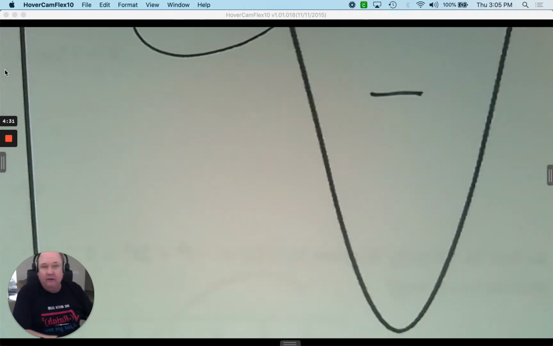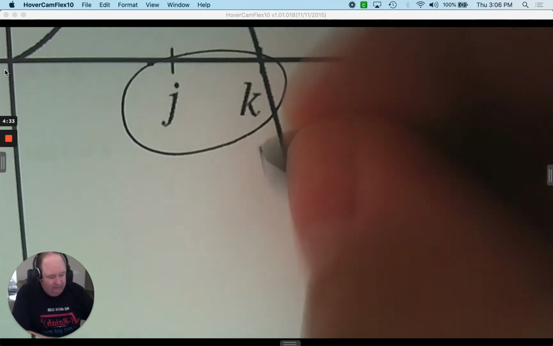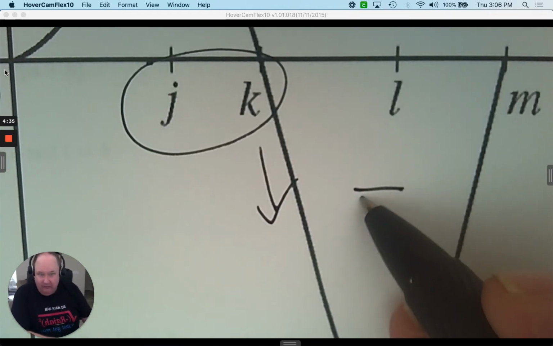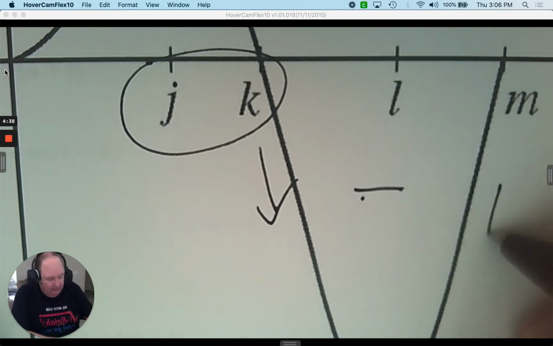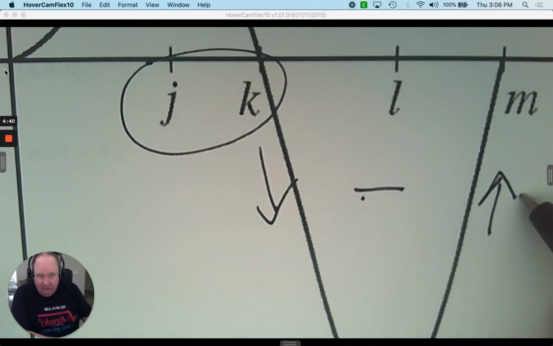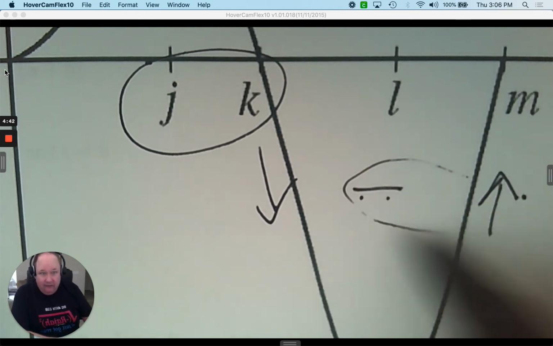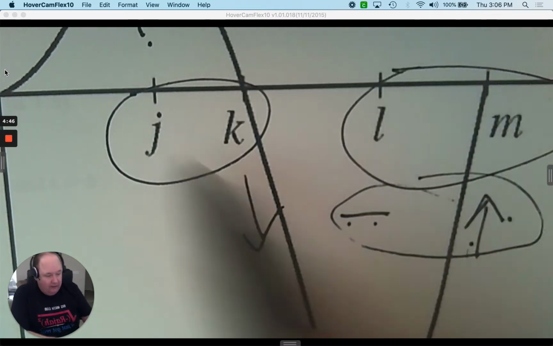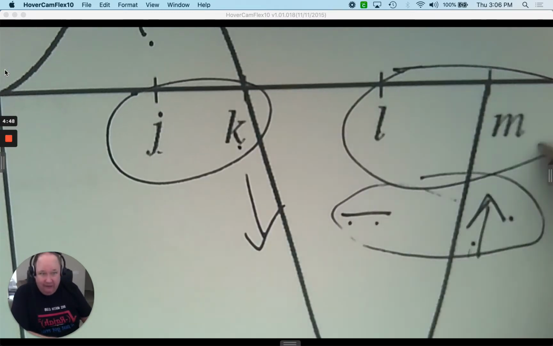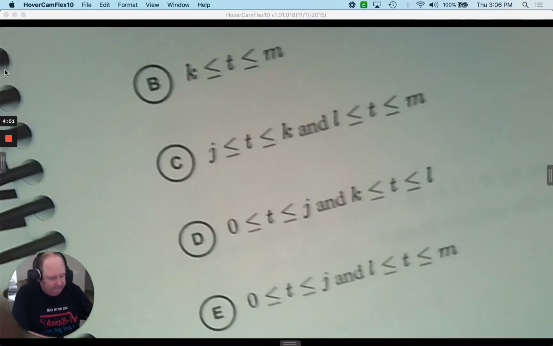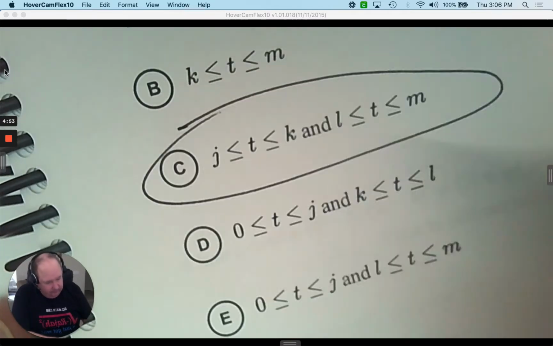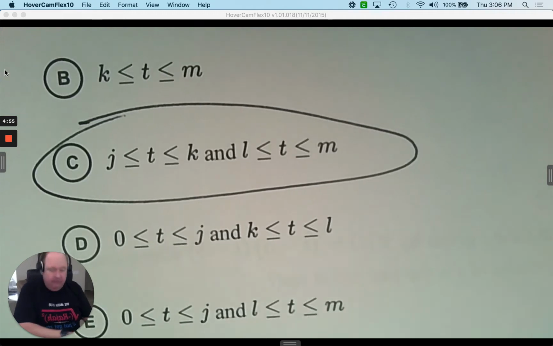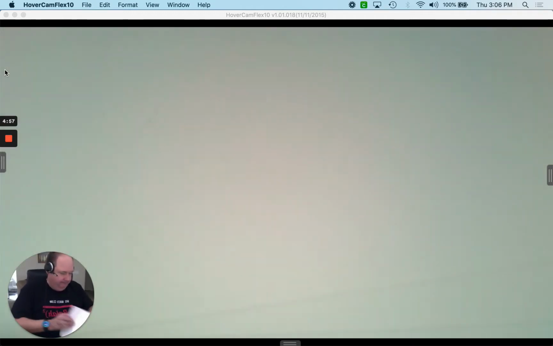If I look underneath the graph, it is decreasing and negative. The signs match. And on the other side, it's increasing and negative. Again, the signs don't match, so it's slowing down. So it slows down from J to K and L to M, looking off the graph. The answer is C. Turn the page.